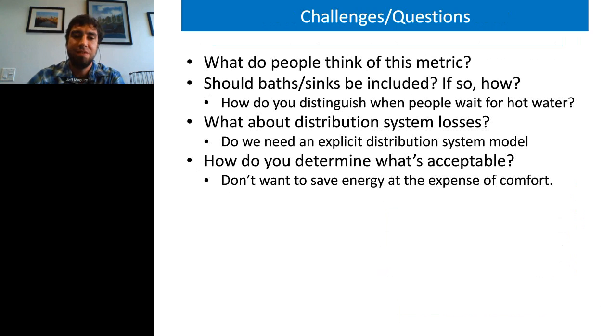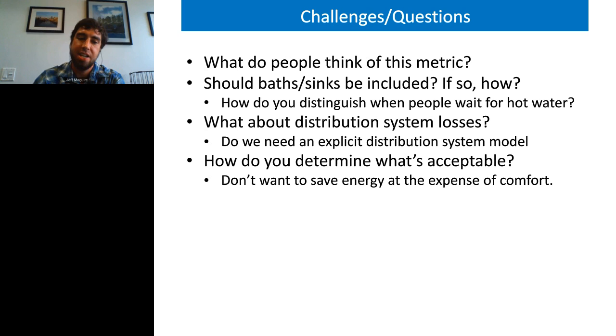Okay, so this is a metric I came up with based on some discussions with other people. If there's anywhere I'd like to get feedback from, it's this audience in particular, and see what people think, see if this is a good idea, see if they think just focusing mostly on the showers is acceptable. Should we include other end uses? If so, how do we distinguish between the ones where they wait for hot water or not? We're neglecting distribution systems. Do we have to fully model an explicit distribution system to be able to capture this accurately? Or can we do something else?